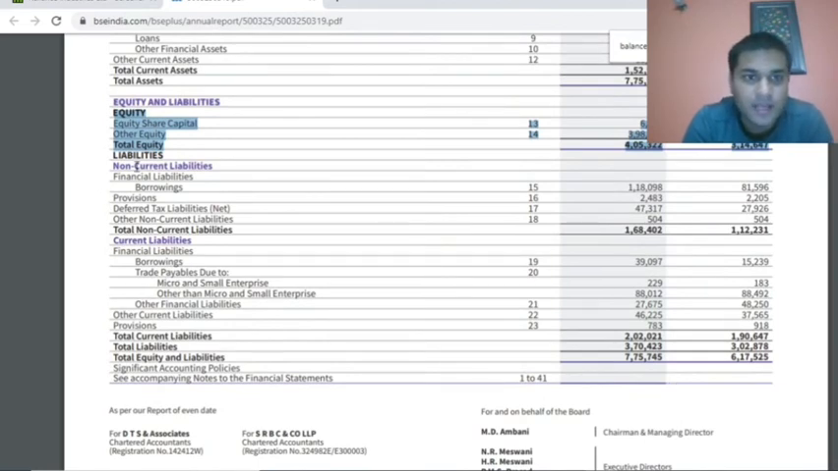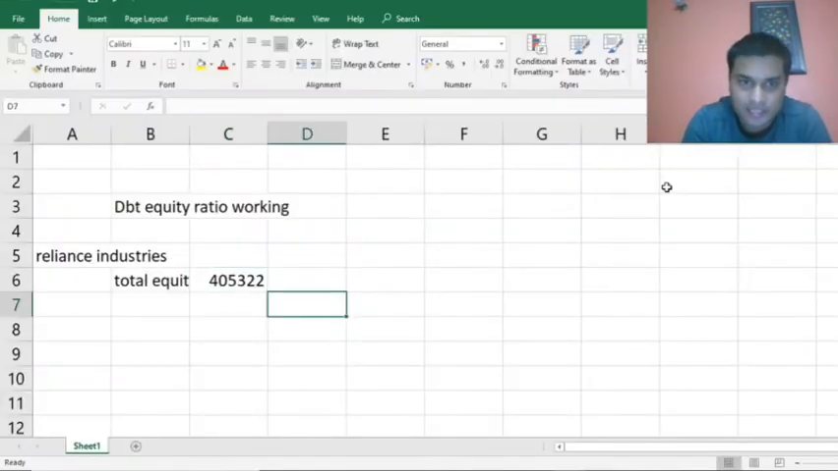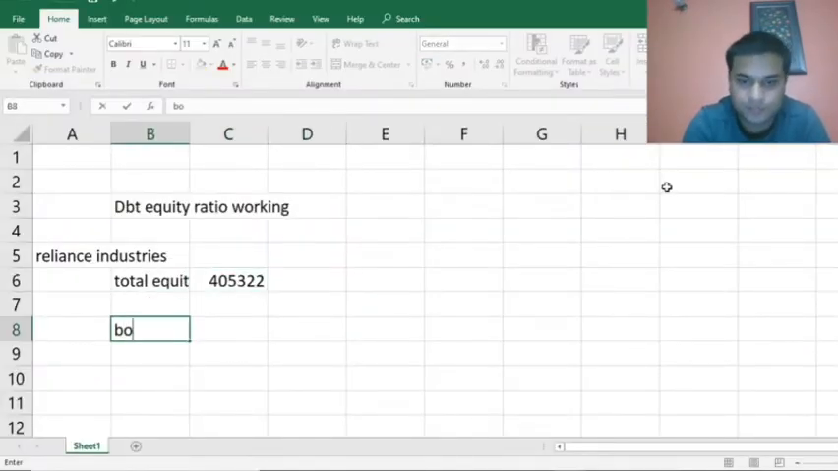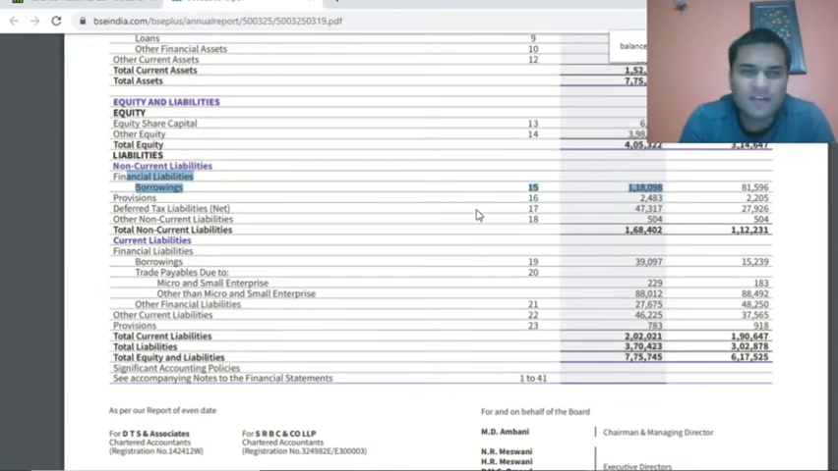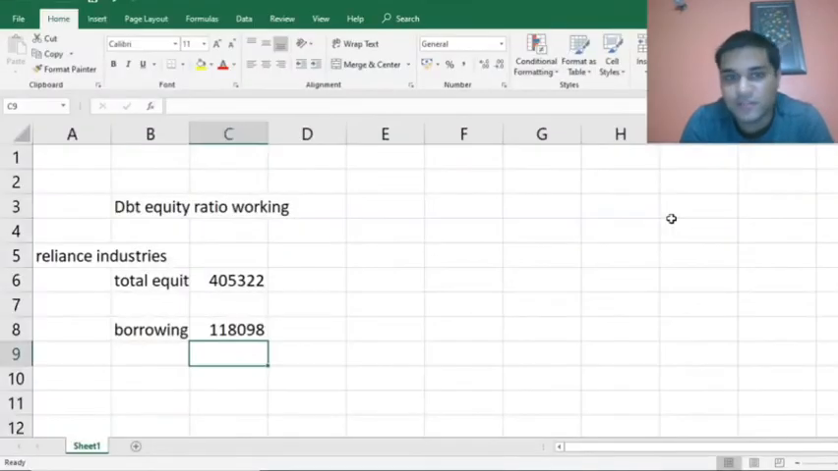For example, in the non-current section, you have borrowings. These are long-term borrowings, 118098. This I'm going to consider. I will not consider provisions. I will not consider deferred tax liabilities. Other non-current liabilities I'm going to consider. This is 504.